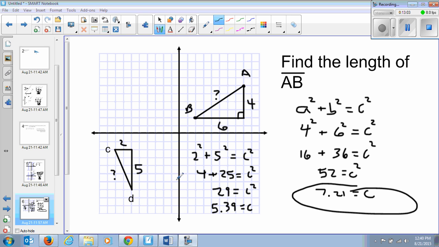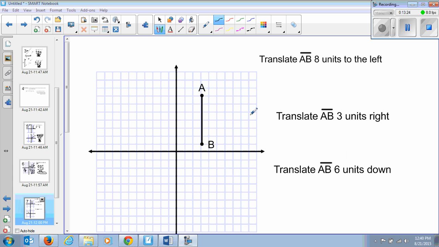And here's my work. So we went over from C to where D is. We went over 2. We went down 5. That's 5. There's my A. There's my B. 2 squared is 4. 5 squared is 25. Add them together, we get 29. We're finding the hypotenuse. Take the square root of 29, 5.39. Very simple.